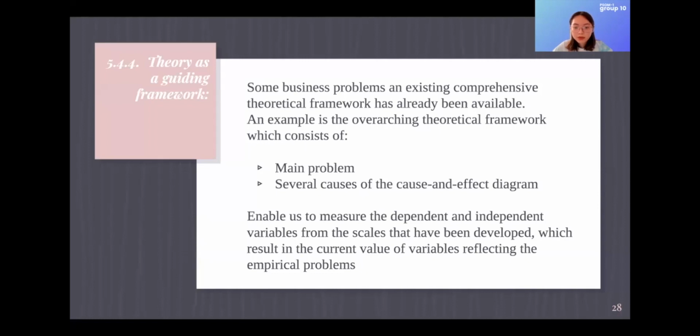For some business problems, an existing comprehensive theoretical framework has already been available. An example is the overarching theoretical framework, which consists of the main problem and several causes of the cause and effect diagram. So we are able to measure the dependent and independent variables from the scales that have been developed for the variables, and the resulting current values of the variables reflect the empirical problems.